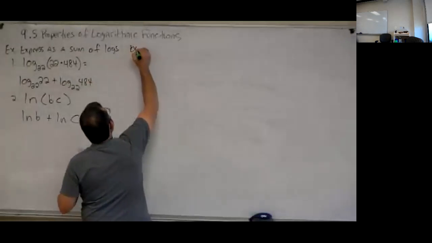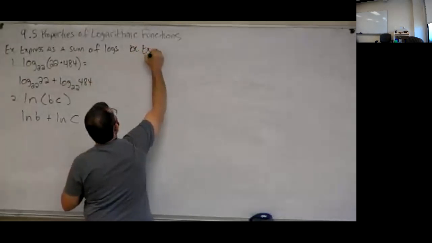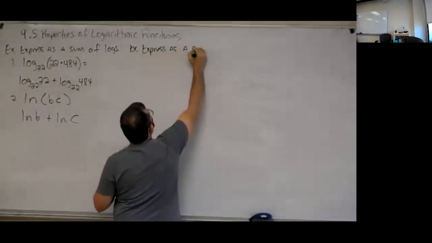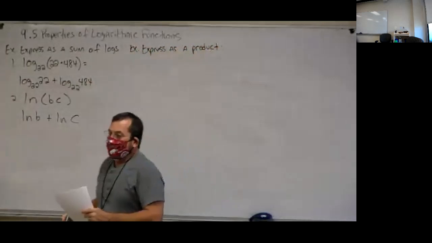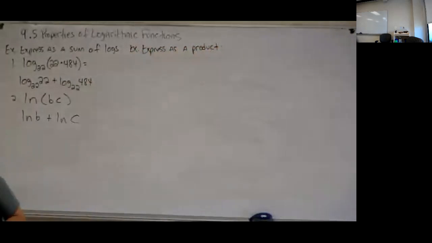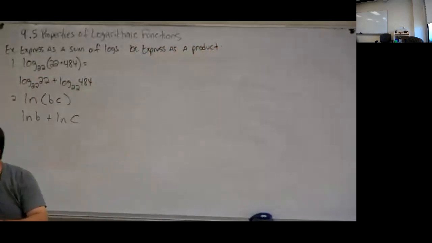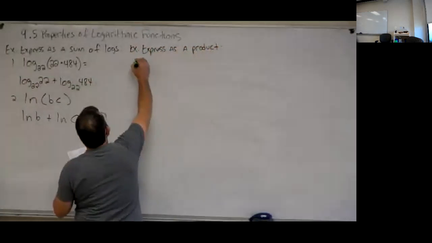Next, we're going to rewrite as a product. So express as a product. And the rule that let me express things as a product was the power rule, where I brought the exponents down to the front and rewrote it as a product, okay? So I got one of each of those.